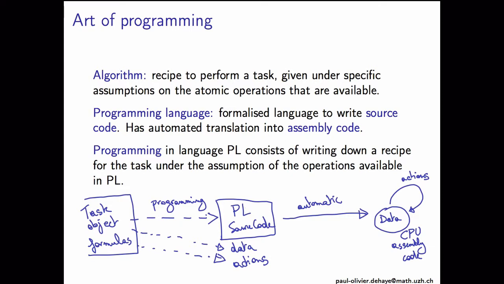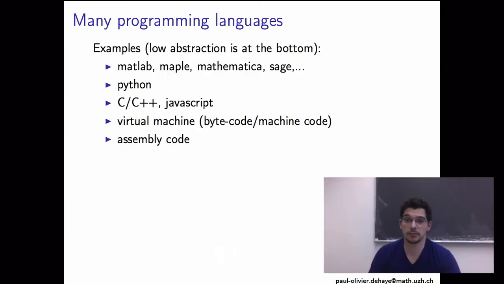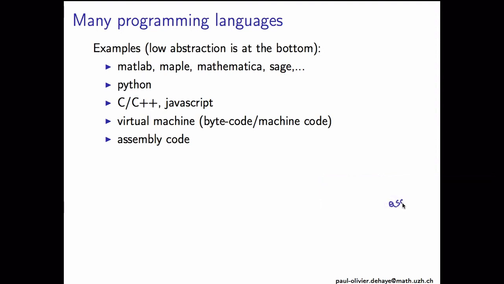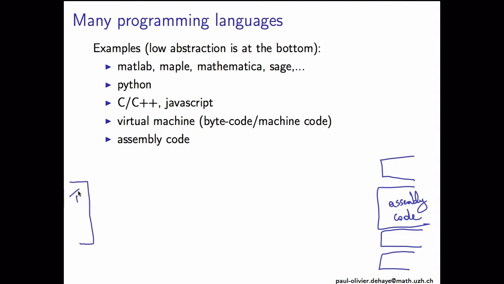Okay, so that's a general description of the art of programming. Now, there are many programming languages. And if you remember, the picture we had was that at this level was assembly code. And actually, this is for a certain CPU, and actually there is more than one. There are many different types of CPUs, so many different types of assembly code. And all the way here was our abstract task.